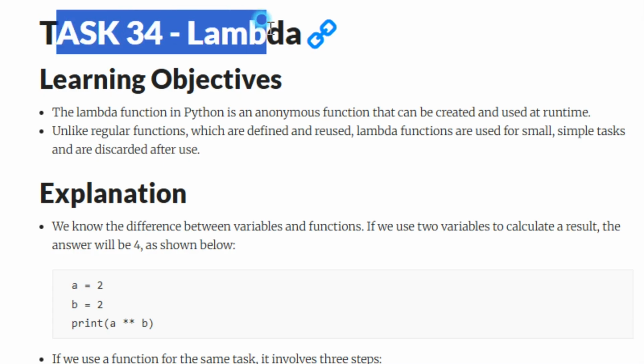Hello, today we are going to learn about Lambda functions in Python. A Lambda function is a special type of function in Python that is anonymous, meaning it does not have a name. It is also very short and is typically written in a single line.